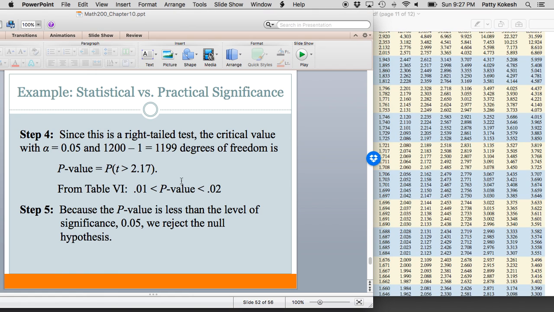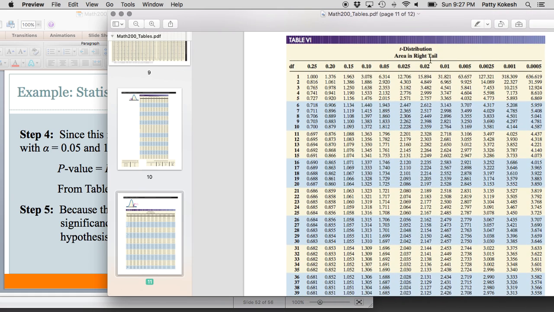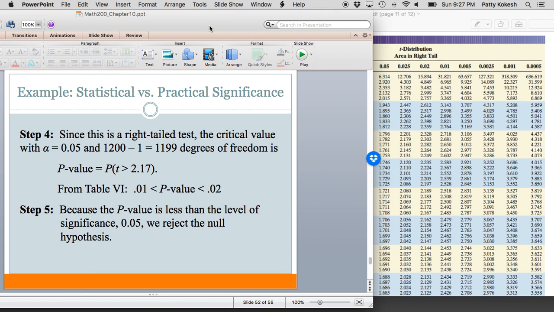And I'm looking for 2.17 on my table. So if you look in the body of your table, you're not going to find the exact value, but what you'll notice is that you find two bounds, okay? So 2.17 is directly between 2.056 and 2.330. So this means that my p-value is within these bounds as well. So my p-value is somewhere between 0.02 and 0.01.